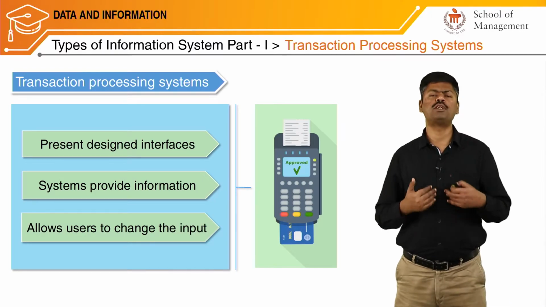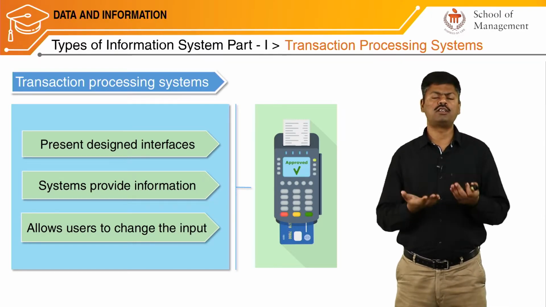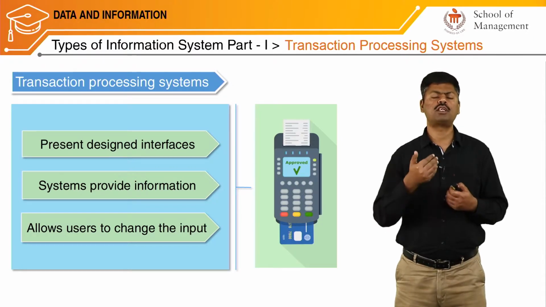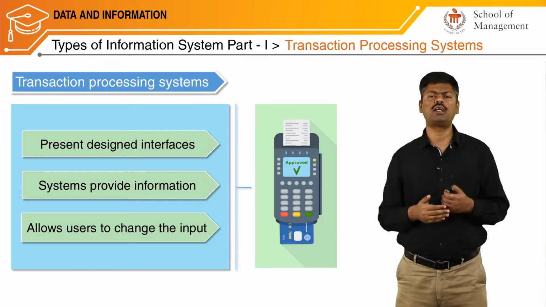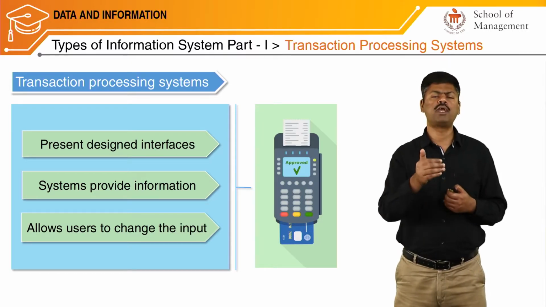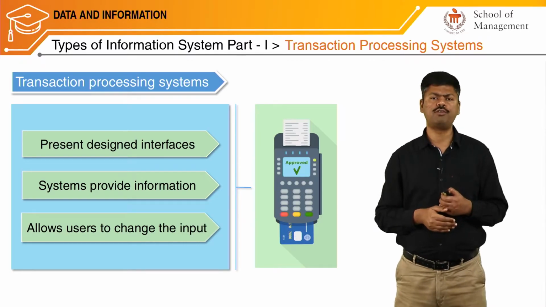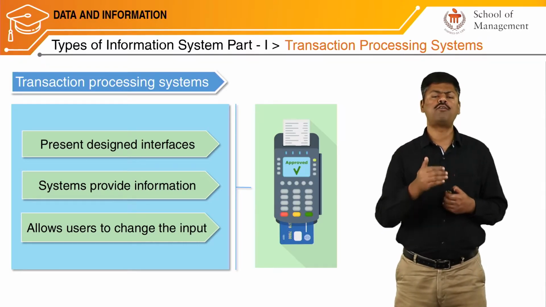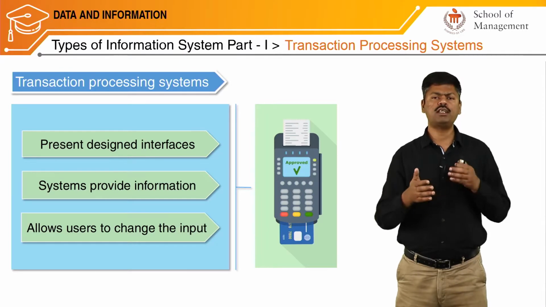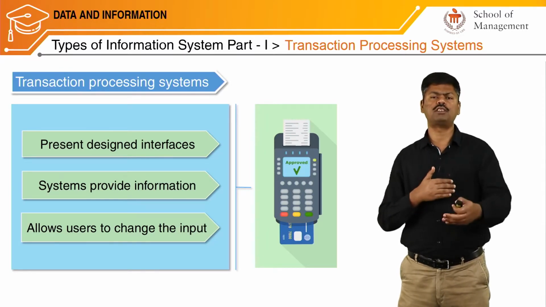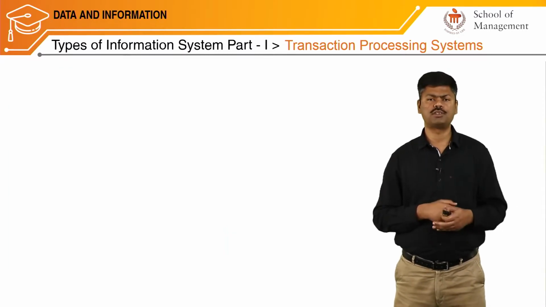For example, if I am using a transaction processing system at a billing counter, maybe I have gone to McDonald's. If I am asking for some burgers to be served to me, the billing counter person would ask me the number of units I want. Using that interface, he would make changes in terms of price and the quantity of the product I am looking for, and he would generate a bill after I have made the payment. That is the way that transaction processing systems interact with the customers.